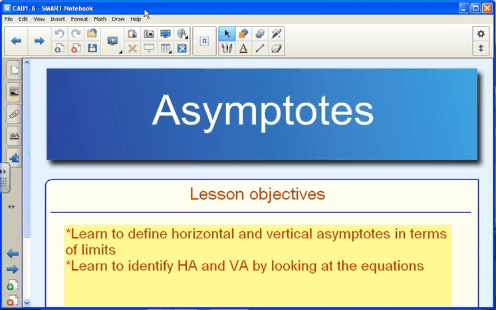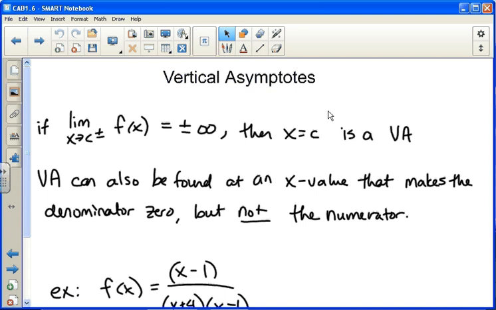You've probably run across asymptotes at some time before in your math career, but in calculus, one thing we really want to focus on is how asymptotes are related to limits. So that'll be one of our main focuses. But we also want to show you how to find vertical asymptotes and horizontal asymptotes without a graph. In other words, if you're just given the function or just given the equation, how can you find the vertical or horizontal asymptotes? First, vertical asymptotes.